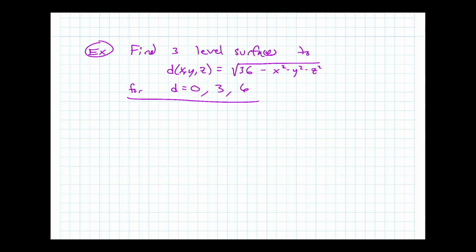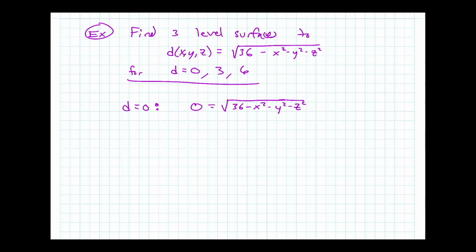So you do it in the same way that we did the level curves. It's just that the equation won't be a curve. So for D equals 0, your equation is 0 equals square root of 36 minus x squared minus y squared minus z squared. Which you can just square both sides and get 0 equals 36 minus x squared minus y squared minus z squared. Move the x squared, y squared, z squared to one side, and you have this, okay?